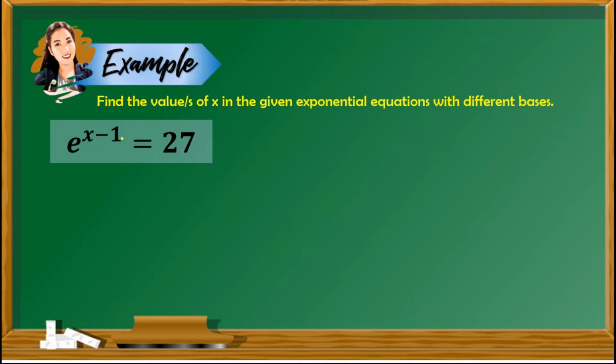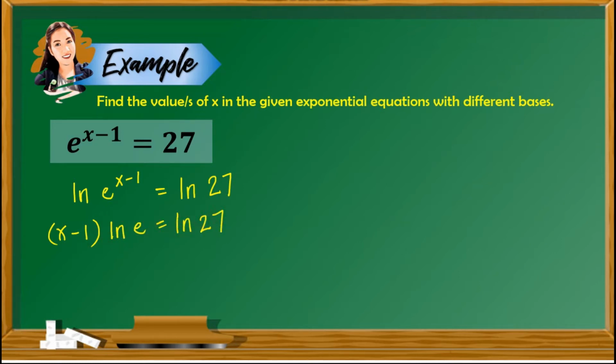Second example, find the value of x in this exponential equation. e raised to x minus 1 is equal to 27. Since there is the presence of the Euler number, which is the natural exponential, it is a must for us to use the natural logarithm. So we have ln of e raised to x minus 1 is equal to ln of 27. Apply the power rule. So we have to remove the x minus 1 from the exponent. So we have x minus 1 ln of e equals ln of 27.